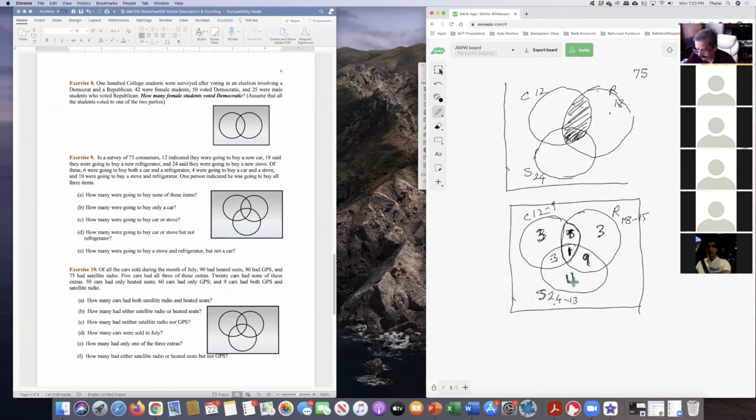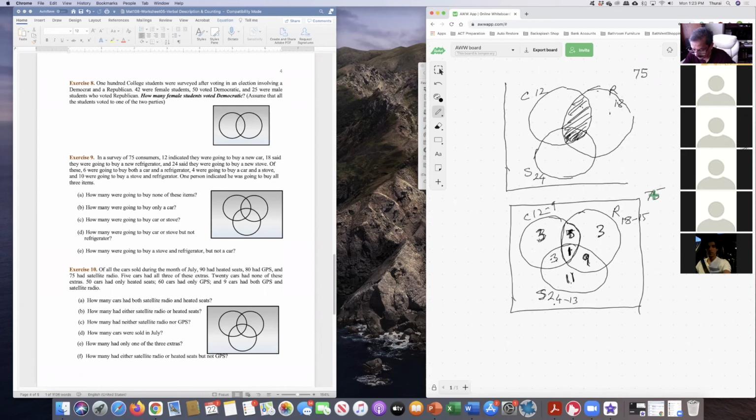Finally, to figure out how many are outside, I have to add up all the numbers in all the circles, all the sections, and take that away from the total number, which is 75. 75 for the entire set. Okay, so let's add these sections.